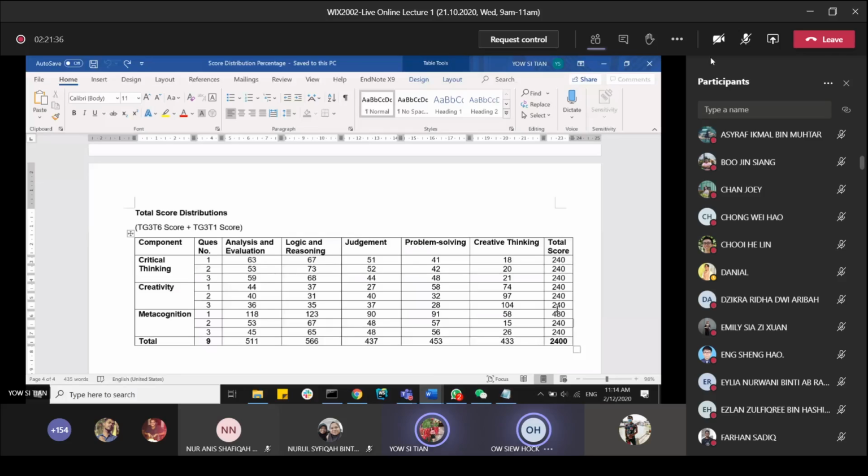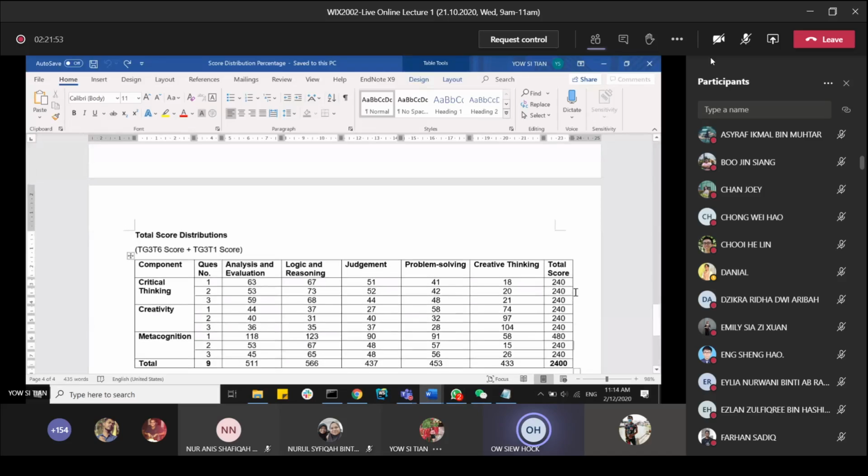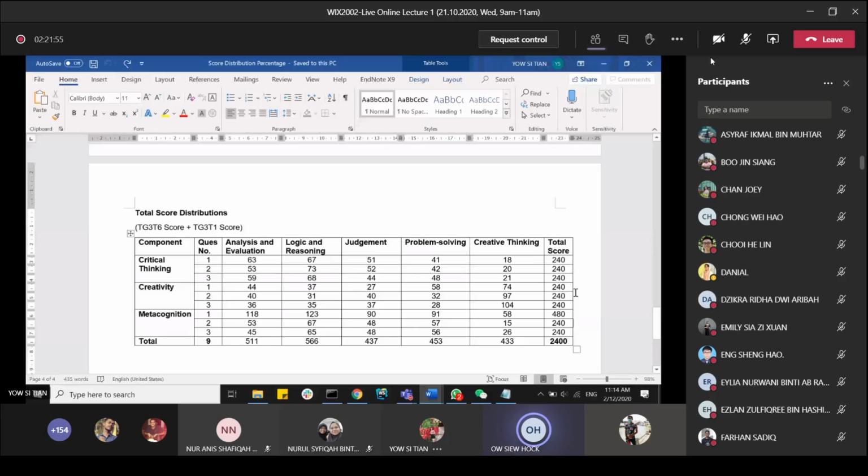Based on the respondents, the feedback also shows that they are all 100% for both achieved. So this reflects that questions 1, 2, 3 of the critical thinking have really covered this. That means the questions have been asked correctly to evaluate critical thinking and cover analysis and evaluation, logic and reasoning. Okay.